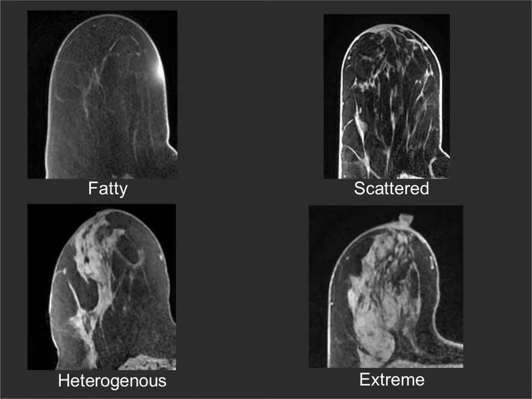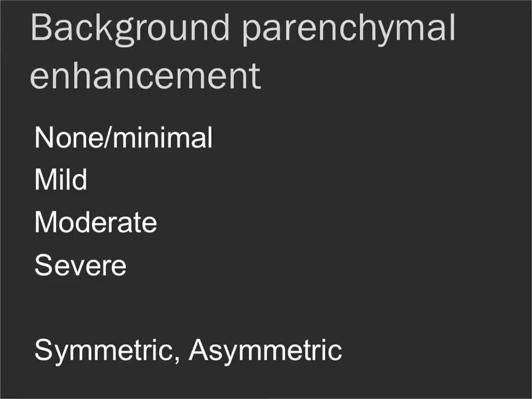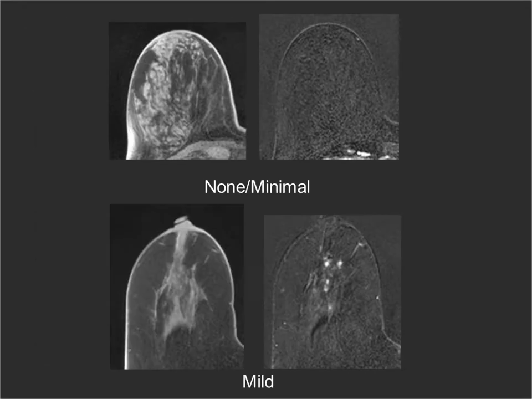The next thing that you need to note on all scans is the background parenchymal enhancement, and this goes into 4 different categories: none or minimal, mild, moderate, and severe enhancement. And this is the enhancement of the fibroglandular elements, so not the fat. So you only need to look at the fibroglandular elements for this. You also need to note whether it's symmetric or asymmetric. So let me just show you some examples here.